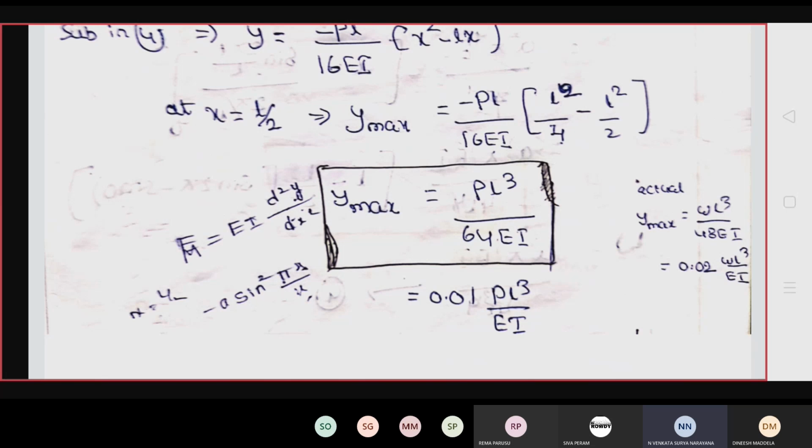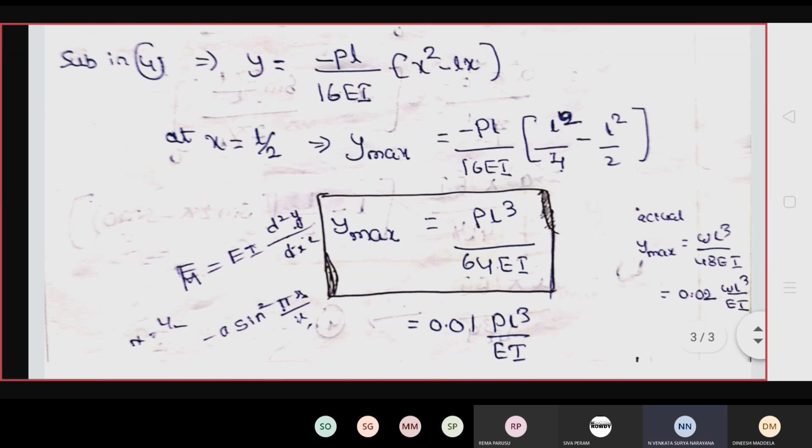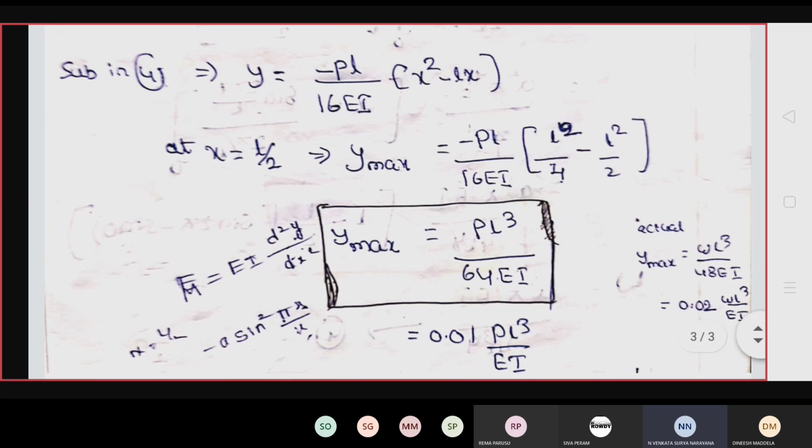Here, y max will be the deflection for the simply supported beam. The actual deflection for a simply supported beam is PL cube by 48 EI, which is about 0.02 PL cube by EI. But after solving the expression, we get y max equal to 0.01 PL cube by EI.